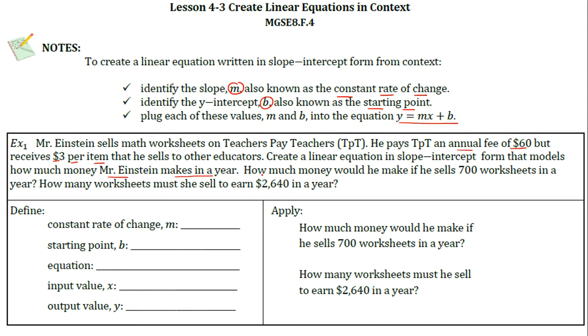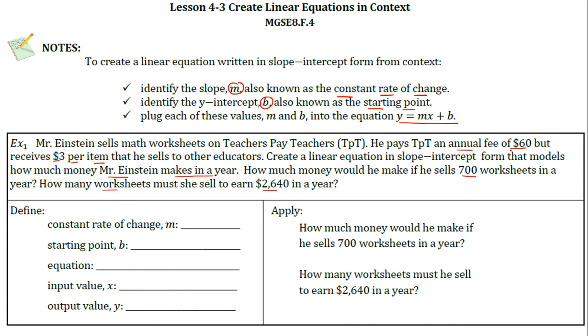Then we're going to answer the question, how much money would he make if he sells 700 worksheets or items in a year, and how many worksheets he must sell to earn $2,640 in a year.